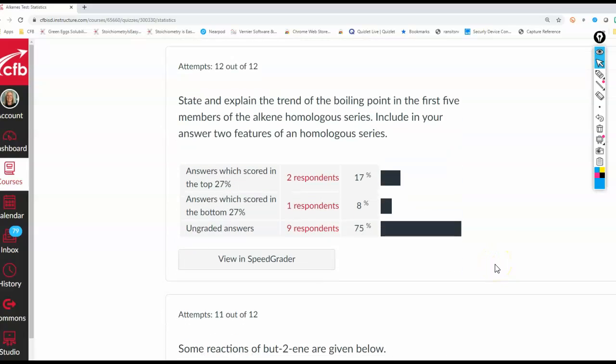State and explain the trend of the boiling point in the first 5 members of the alkene homologous series. You would have to say that the boiling point is increasing due to an increasing amount of surface area. And then include in your answer 2 features of a homologous series. A homologous series is progressively different by the addition of a CH2 group, and it changes by a progressively changing set of physical properties. You could have said physical and chemical properties, and that would have been acceptable as well.